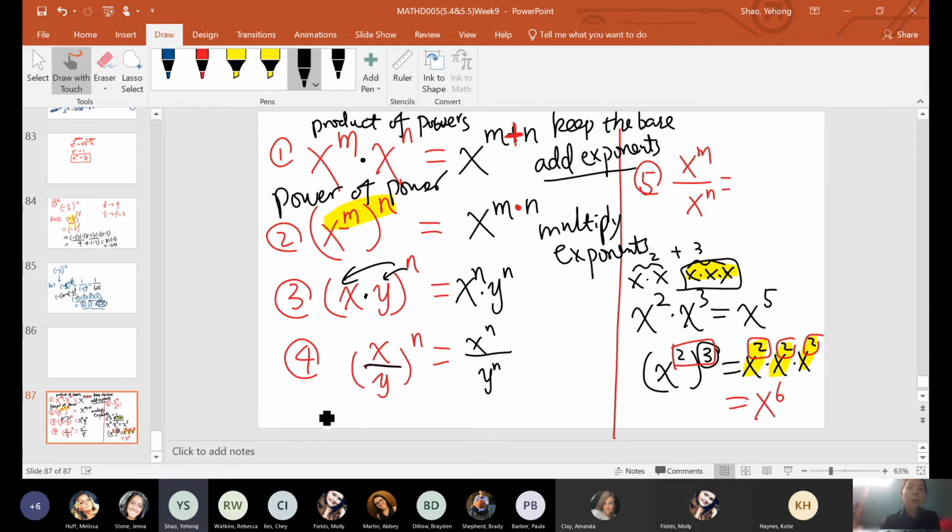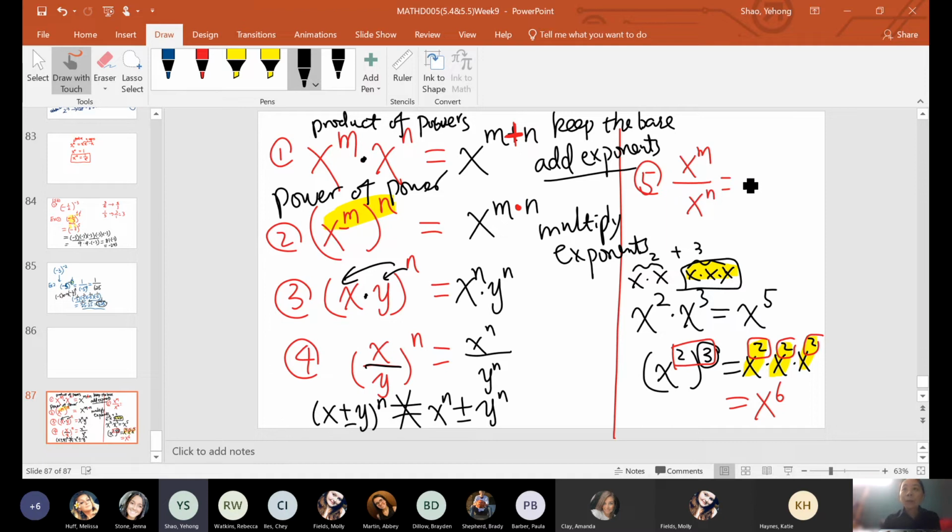But I do want to bring this up again. If it's plus, suppose I have x plus y to the n, or x minus y to the n, you cannot raise each of them to that. So it's not equal to x to the n plus or minus y to the n. Be careful. All the formulas that we have only involve multiplication or division. There's no formula for plus or minus, okay?